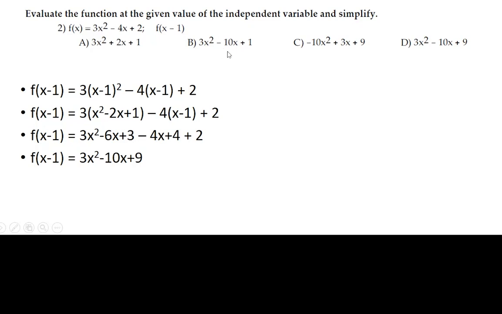If you got minus 10x plus 1, what most likely happened is that you did -4 times -1, but kept it as a -4.